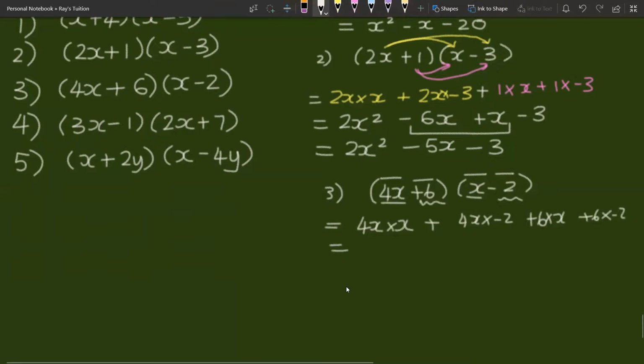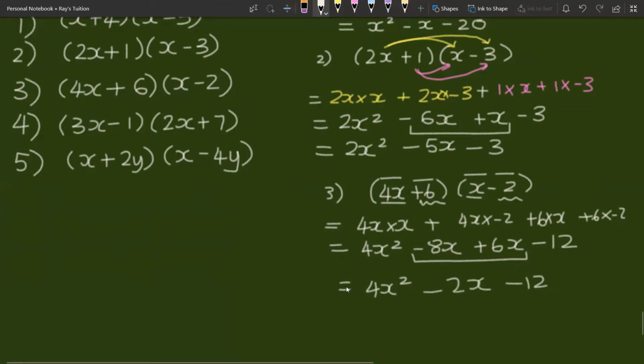So then this 4x times x is 4x squared. 4x times -2 is minus 8x. 6 times x is 6x. And 6 times -2 is -12. Once again, we have like terms that we're going to simplify. So the 4x squared and the 12, they are not like, but the 8x and the 6x can be added. So minus 8x plus 6x is minus 2x.